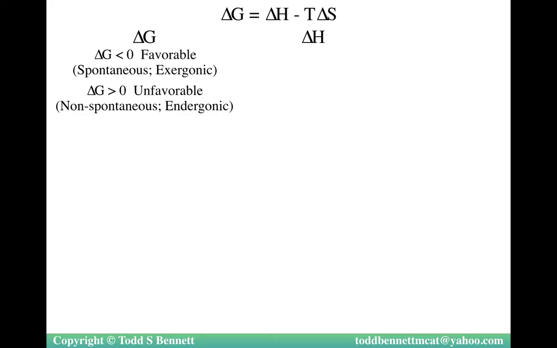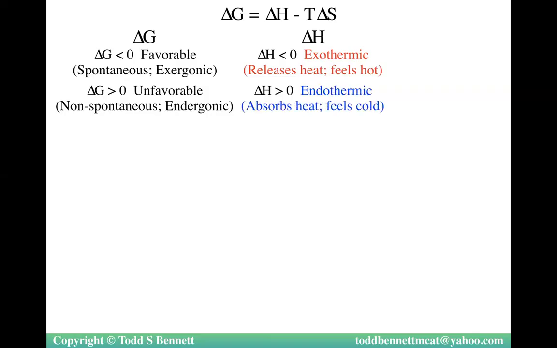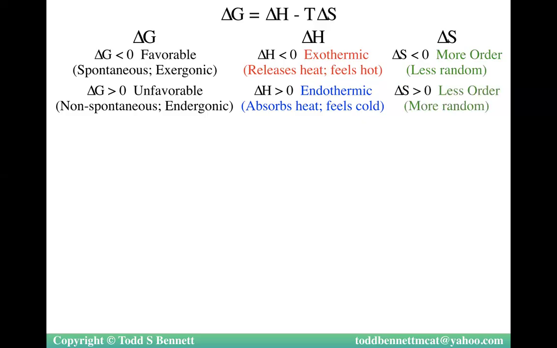Delta H tells me about heat. If it's less than 0, a negative number, it's exothermic, meaning heat was released. Positive number, it's endothermic, meaning it feels cold, heat was absorbed. And delta S has to do with the randomness. It is favorable for things to fall apart, totally natural. So if you get disorder, delta S is positive. If you get order, then it is negative.